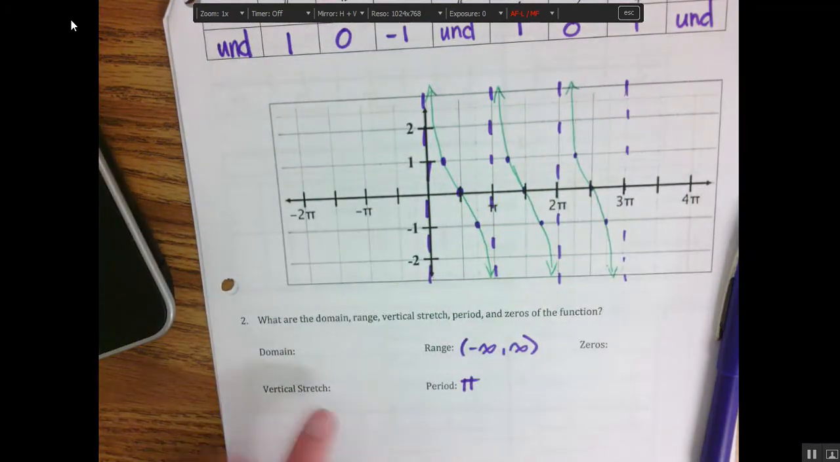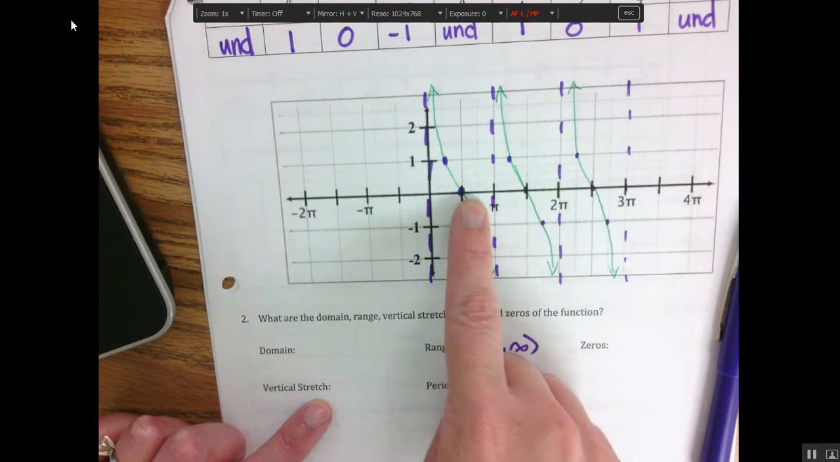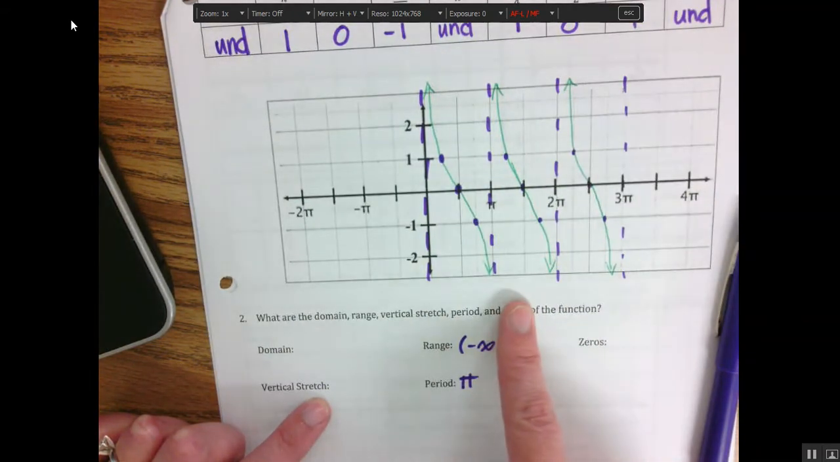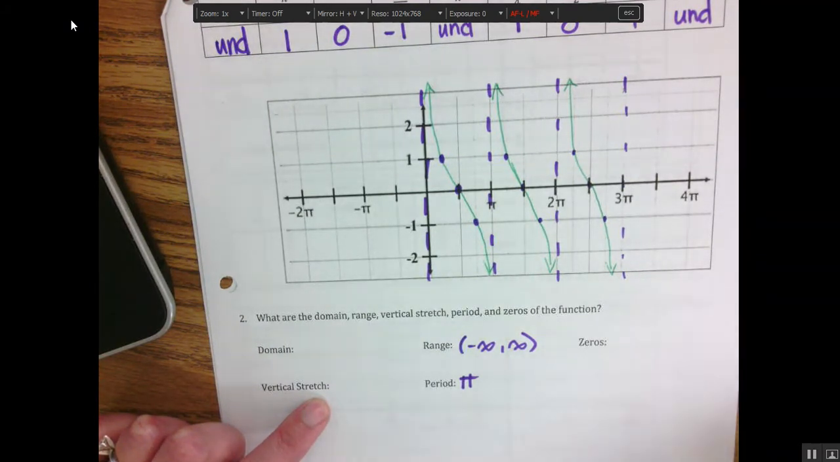Okay. What's the vertical stretch, guys? Out loud. 1. The vertical stretch. Well, okay, so I get that this one is a decreasing function, and that's absolutely true. It's a decreasing function instead of an increasing function, but vertical stretch, just like amplitude, is always going to be a positive number. So 1.